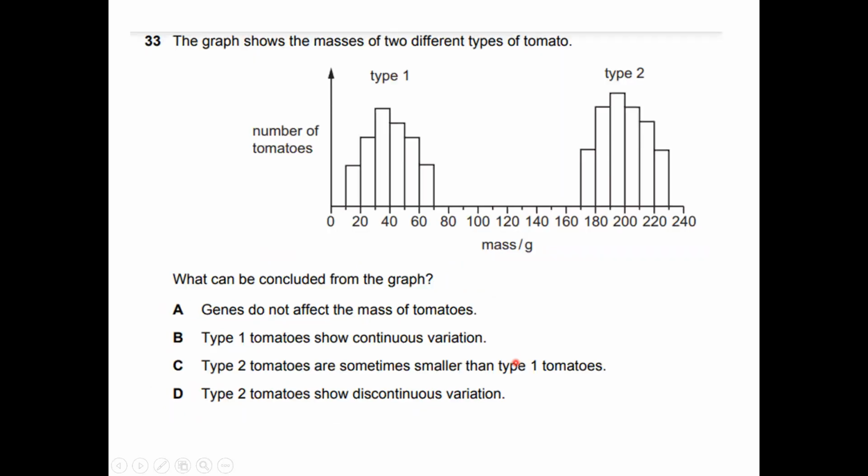This is another question related to mass, which is also an example of continuous variation. Genes do not affect the mass of tomatoes. No, genes are going to affect. Genes affect the mass, not only of the tomatoes, but of everyone. Type 1 tomatoes show continuous variation. Yes, that is the example. Mass is an example of continuous variation. Type 2 tomatoes are sometimes smaller than type 1 tomatoes. No, that is not obvious from the picture. Type 2 are more in height. That is not right. Type 2 tomatoes show discontinuous variation. No, mass is an example of continuous variation. So option B is right over here.